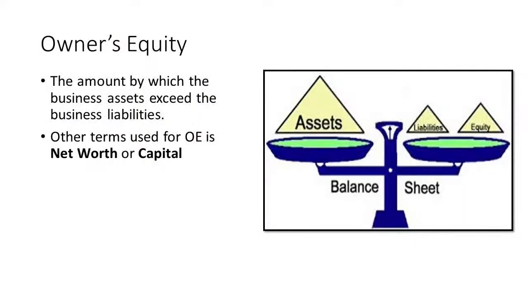And then finally, we have owner's equity. Owner's equity is a component that has several different parts to it. It's the amount by which the business assets exceed the business liabilities. The other terms for owner's equity are net worth and capital. You have assets and liabilities and owner's equity. And we're going to dive into owner's equity a little bit more later.